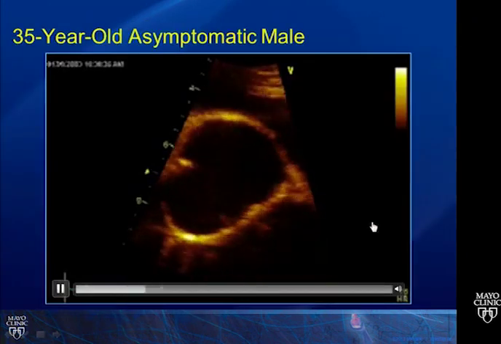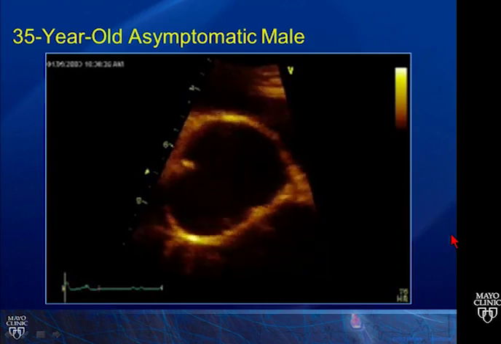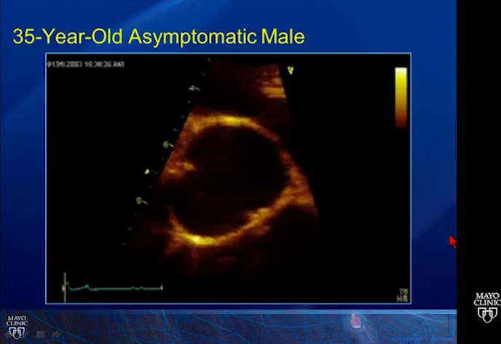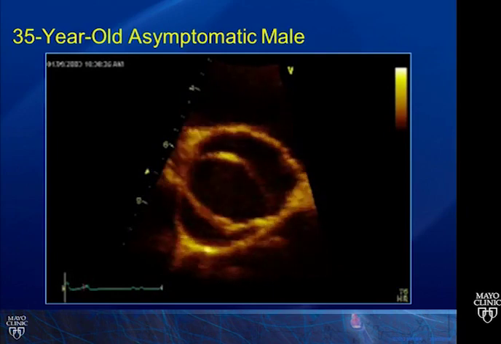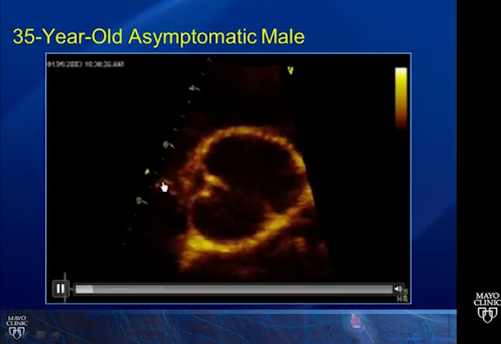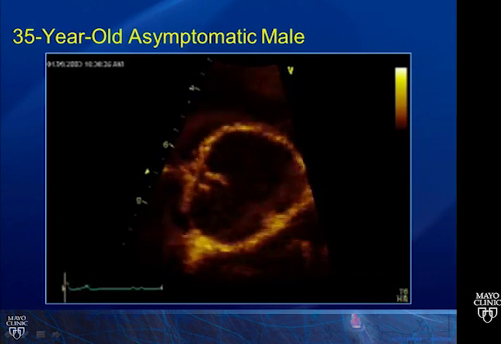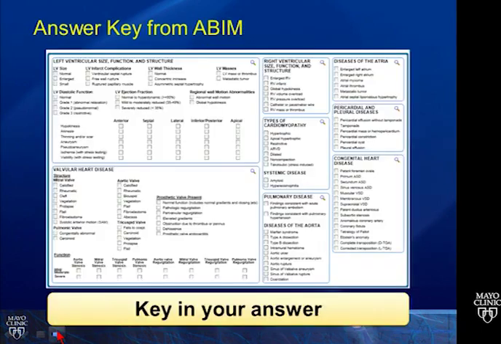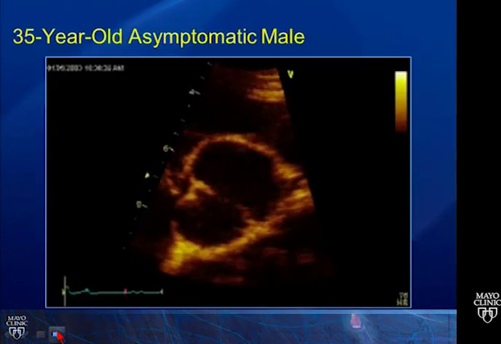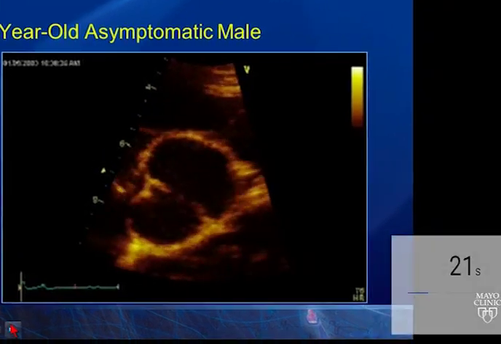Okay, case 12 is a 35-year-old asymptomatic male. This is just one image, so you might get something like this on boards where they just show you one thing and they just want to make sure you really are familiar with this. It's a very zoomed up view, so it might be a little bit disorienting, but you can see short axis of a very familiar valve there. And we'll have you key that in because there's really not too much more to say about this. I'll show you the picture back again.